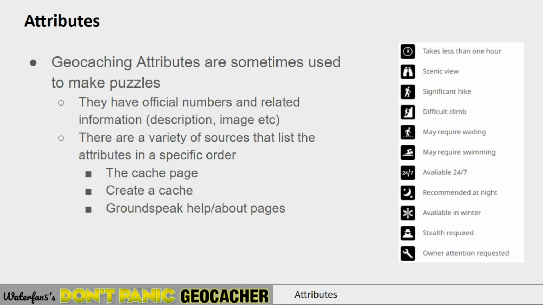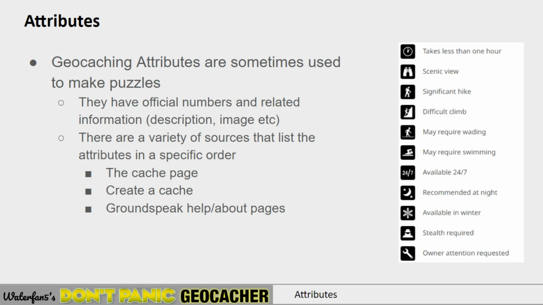These attributes, as you can see some of them here on the right, there's a lot of them, and they actually all have an official number, and I will show some of those numbers themselves. These are the numbers that are used on the geocaching.com website to refer to those attributes. They also come with a description and an image, although the description can be language dependent and the image can vary between, for example, the website and the mobile interfaces. So they're not always consistent.